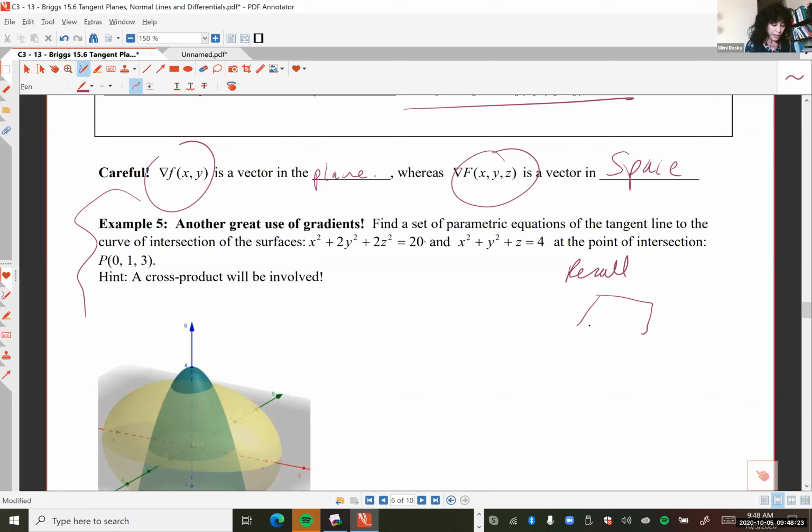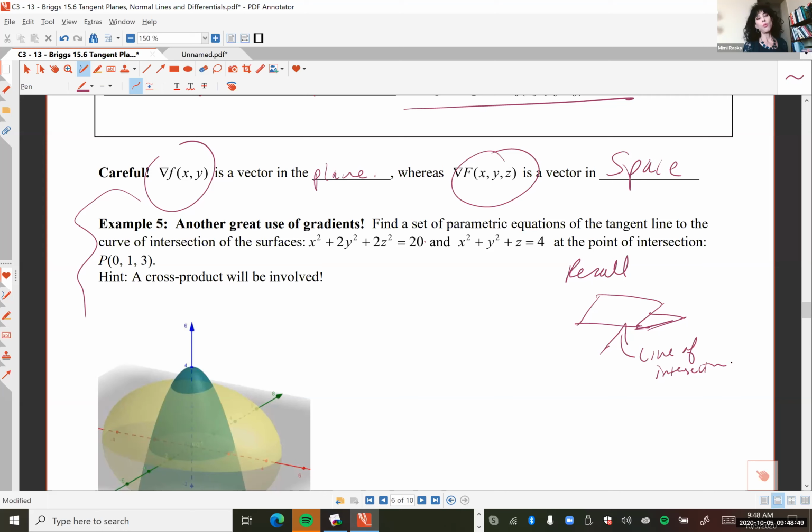But remember, if you had two planes, they will either be parallel to each other or they'll intersect in a line. And this line of intersection is kind of cool because on the midterm I said, hey, go get me the parametric equations for that line of intersection.